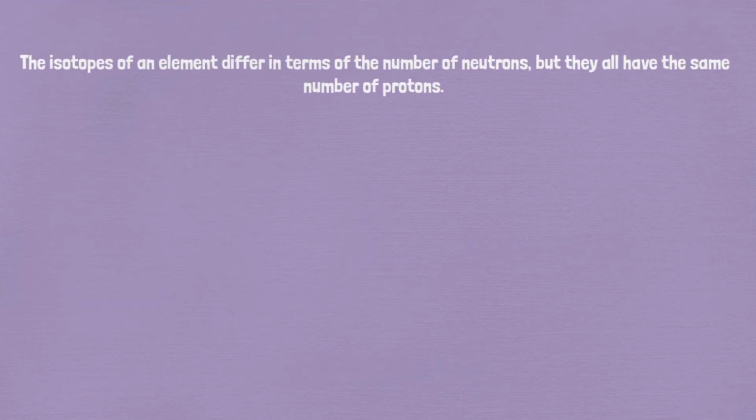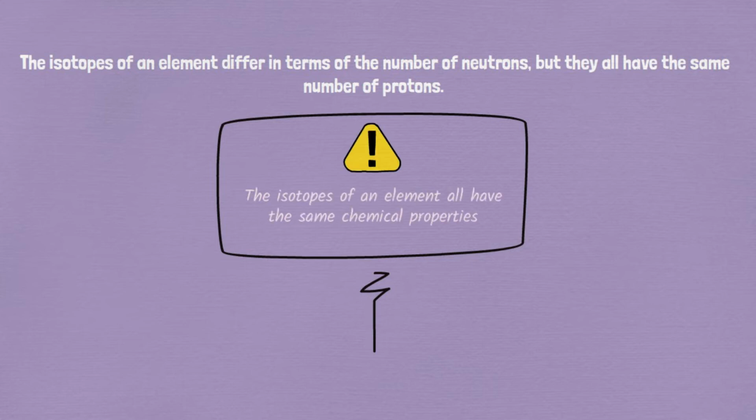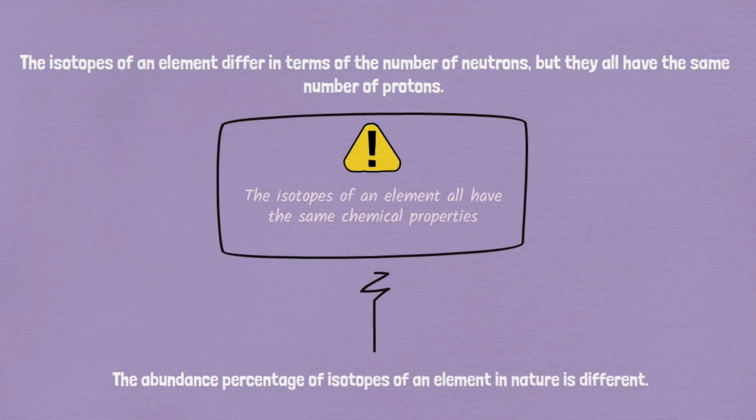The isotopes of an element differ in terms of the number of neutrons, but they all have the same number of protons. Note that the chemical properties of an atom are determined by the number of protons. For this reason, the isotopes of an element all have the same chemical properties, but they differ in some physical properties related to the mass, such as density. The abundance percentage of isotopes of an element in nature is different.